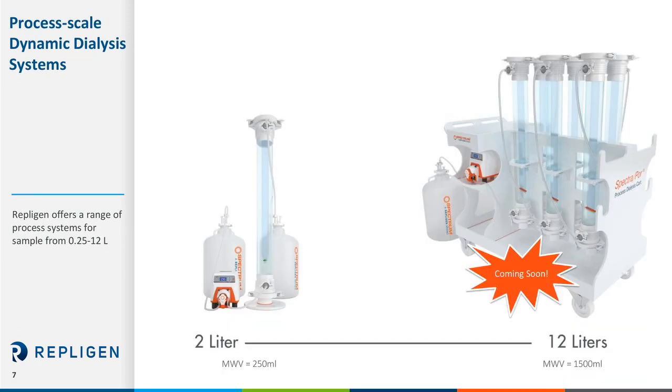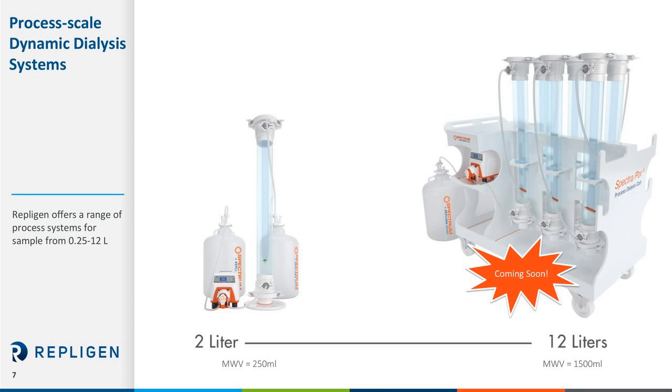So these are a few of the product offerings that Repligen has in dynamic dialysis systems. This one here on the left is our 10-liter tank, which is used to process up to 2-liter samples in dialysis membrane. The minimum working volume for this is 250 mLs. The reservoirs, the tank, the tubing, and the waste tank are all made of GMP-grade materials. And we also offer a 5-liter tank and a 7-liter tank for smaller samples.